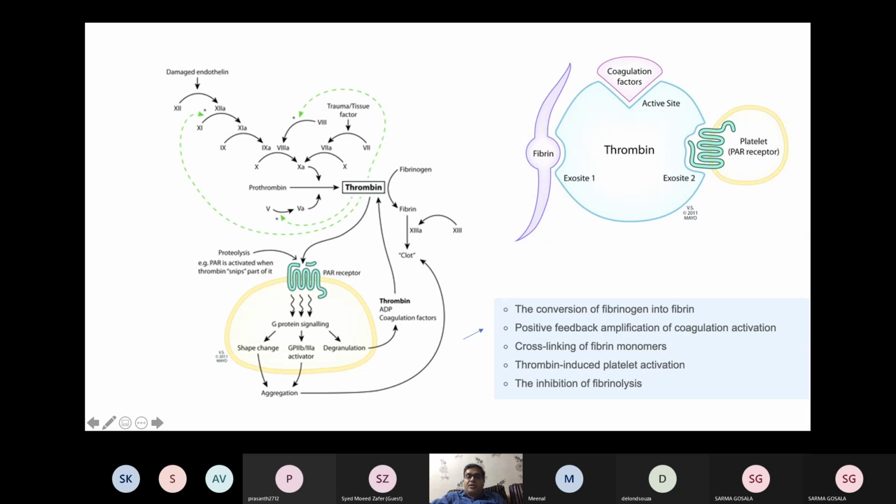So when you are describing the mechanism of action of dabigatran, it is no doubt a direct thrombin inhibitor, but thrombin has a very complex role in the coagulation cascade. So that is most important. It also has a role in the inhibition of fibrinolysis.